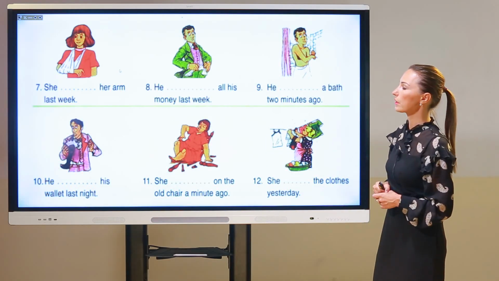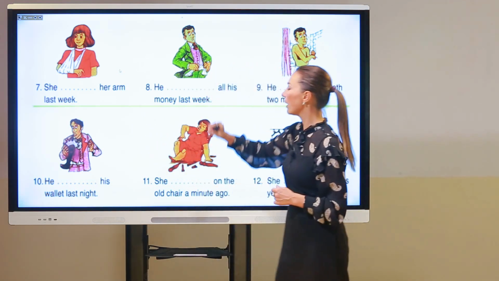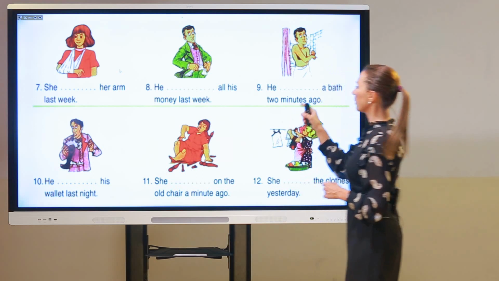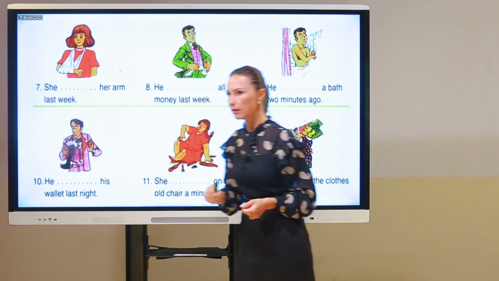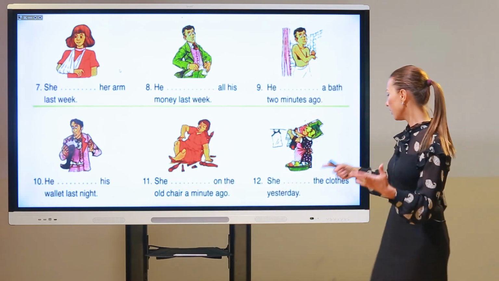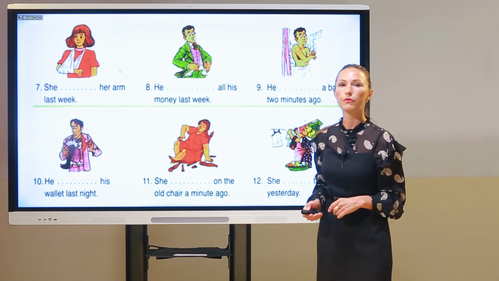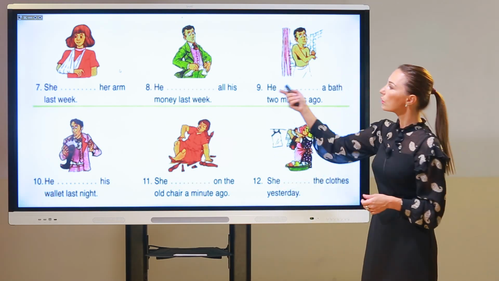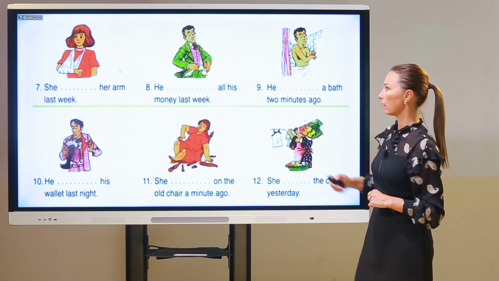And one more pictures. Look at the time. When? Last week. When? 2 minutes ago. When did they do it? Last night. When did she do it? A minute ago. And when did she do it? Yesterday. So, your phrases are: she broke her arm last week.